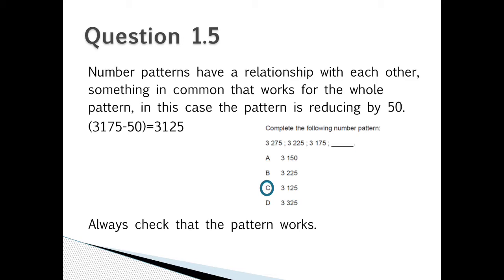So 3,175 minus 50 is equal to 3,125. So your correct answer is C. You need to always check that the pattern works.